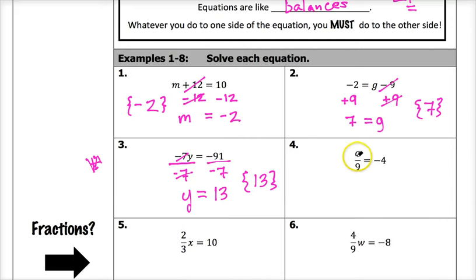For number 4, we have a over 9 equals negative 4. That fraction bar there means division, so that means I need to use multiplication to undo the division. So I need to multiply the left side by 9, which is the same thing as multiplying by 9 over 1. When I do that, the 9 over 1 will cancel out the 9 in my denominator, and so I'm just going to be left with a on the left side. On the right side, I must also multiply by 9. Negative 4 times 9 is negative 36.